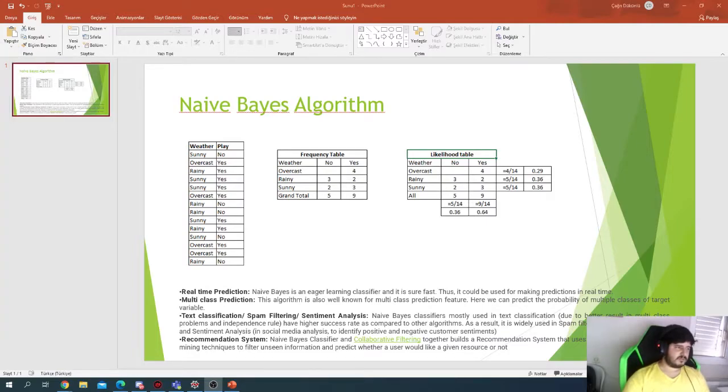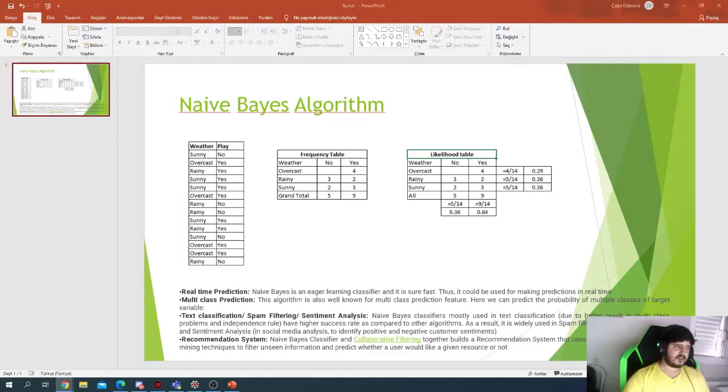and step two is to create a likelihood table by finding the probabilities, like the overcast probability you can see here, 0.2, and the probability of playing, about 0.64. You can see it right here. Step 3 is finally to use the naive Bayesian equation to calculate the posterior probability for each class. The class with the highest posterior probability is the outcome of the prediction.